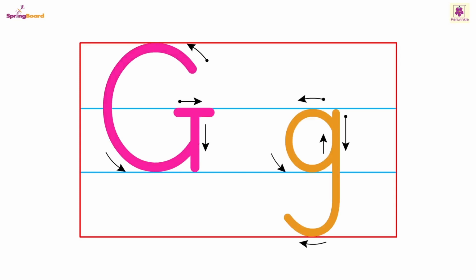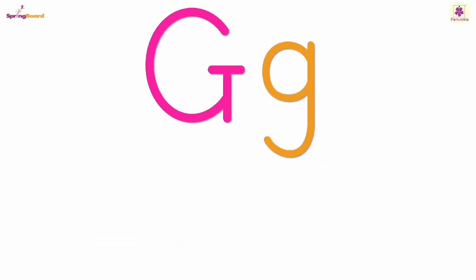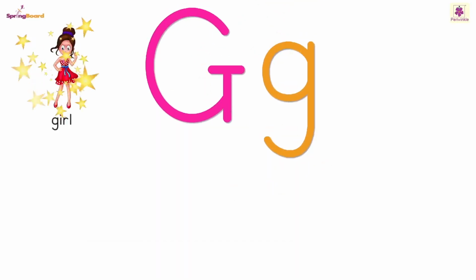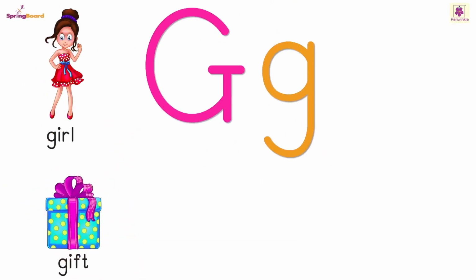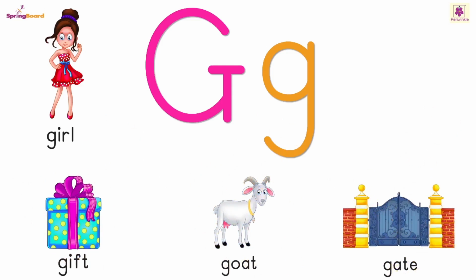This is letter G. The sound of letter G is G. Let us name things that begin with the sound of G. G, G. Girl. Gift. Goat. Gate. Guitar.